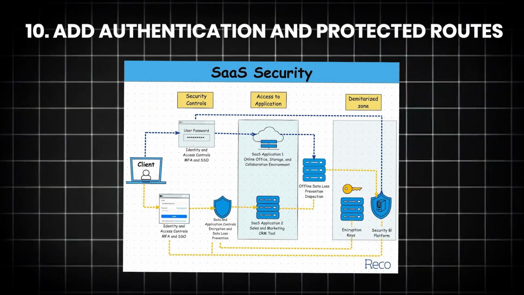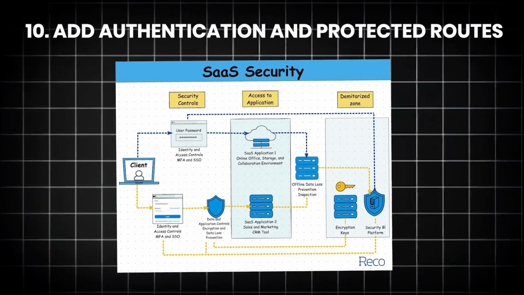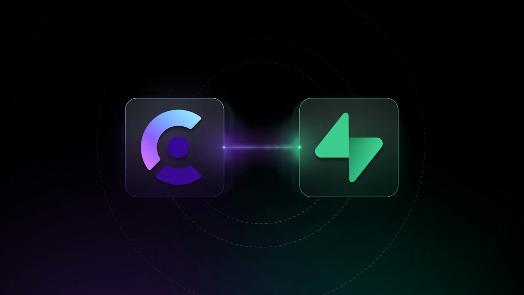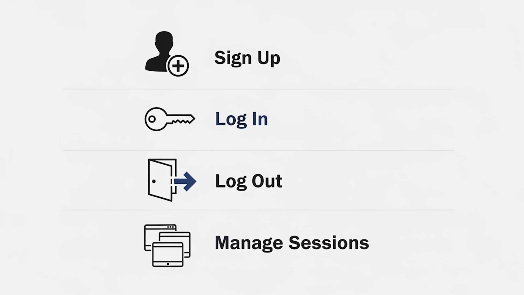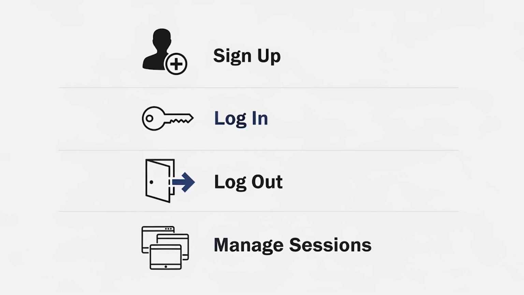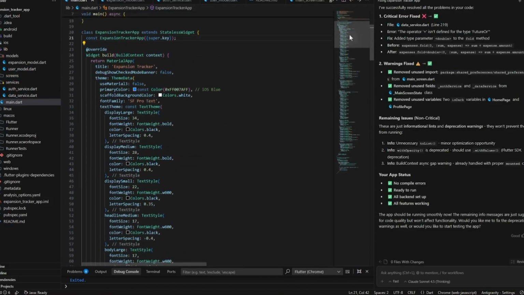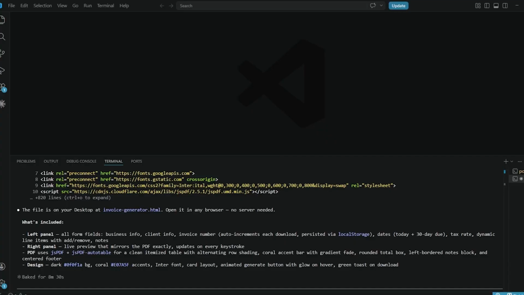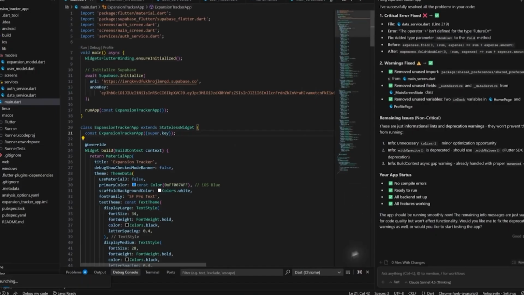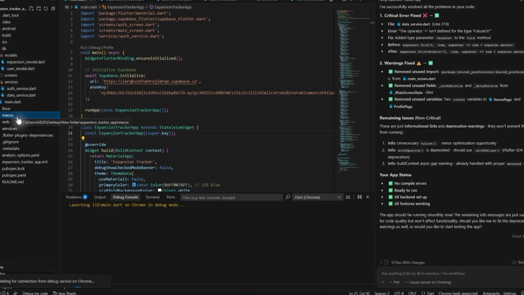10. Add authentication and protected routes. Now users need real account access. Set up authentication using Clerk or Supabase. Users should be able to sign up, log in, log out, manage sessions. Then add protected routes. Protected routes ensure only logged-in users can access private pages. Without this, your app is not secure.